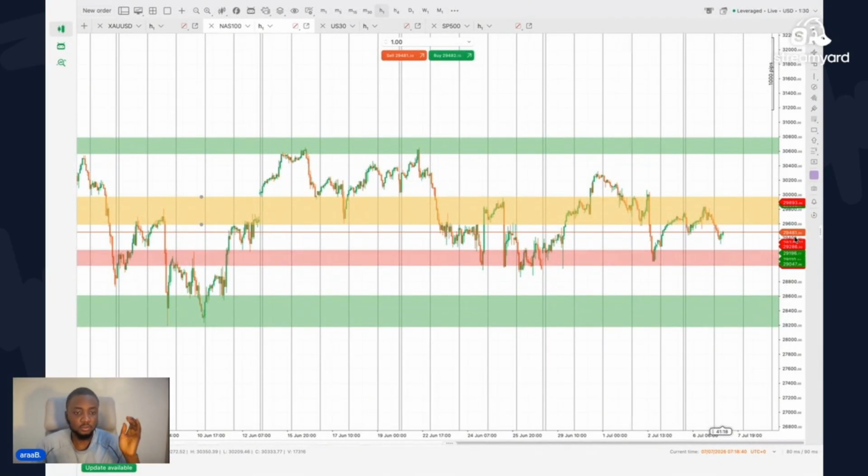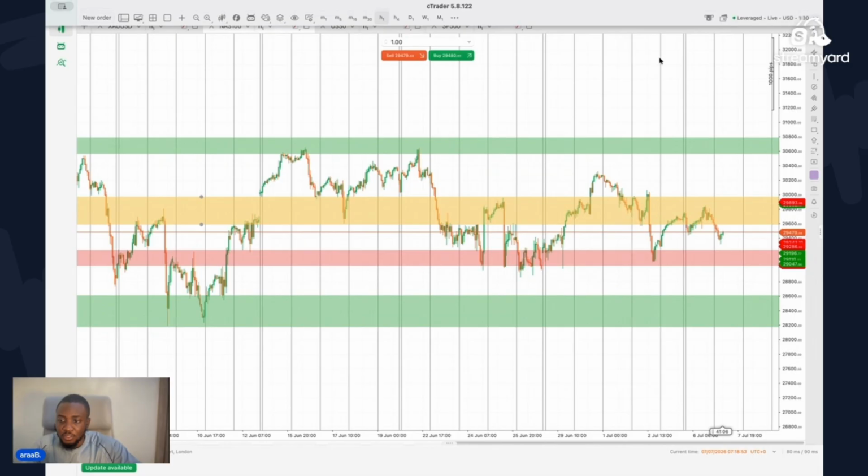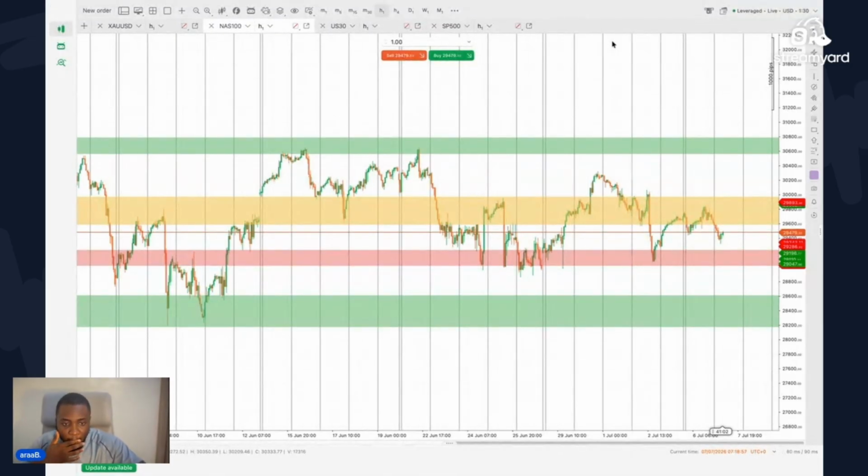Okay. Good morning, guys. We are back here on Nasdaq. This is the Nasdaq chart, and I want to place a trade. This is 8:18 a.m. And this is the 1 hour time frame.